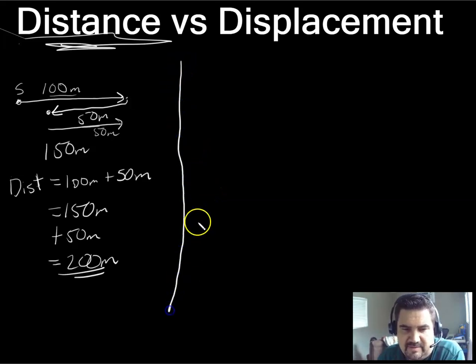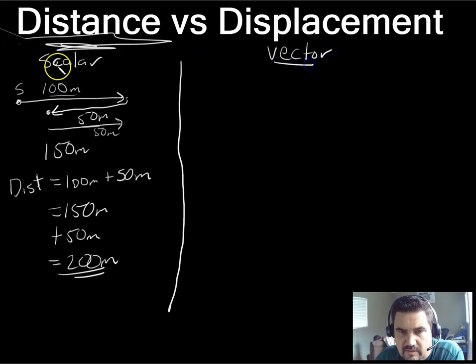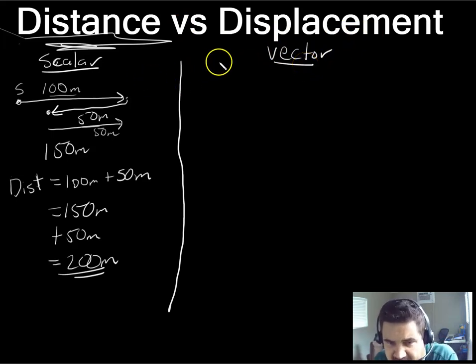But displacement is different, and it's kind of important in physics. I'm going to teach this again later on. This right here is what's called a scalar value. And this one right here is what's called a vector value. So distance is a scalar, and displacement is a vector. I'm just going to start saying that now. You'll get a hang of this in a while.